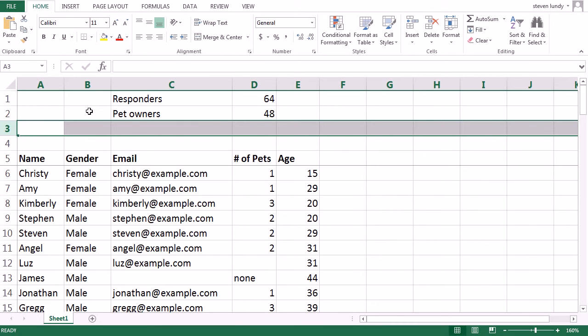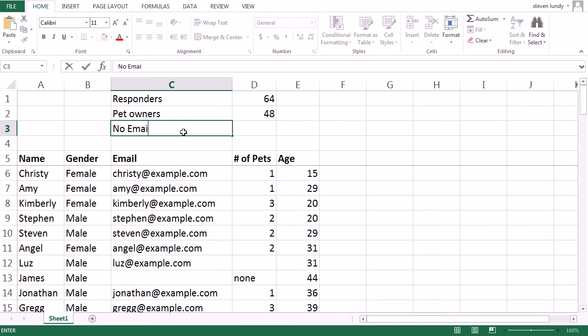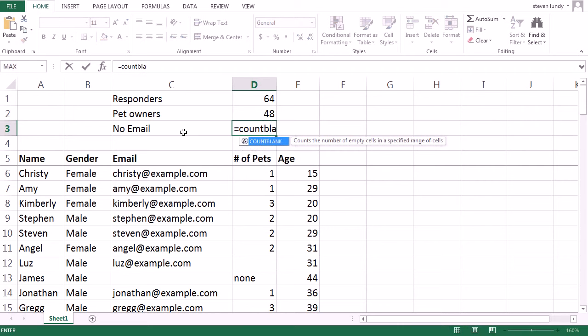In this survey, we were trying to get people's contact information. As you can see, some people didn't give us that information. If we wanted to count how many people skipped this part of the survey, we could count the blanks in column C. Excel gives us the COUNTBLANK function to do just that.